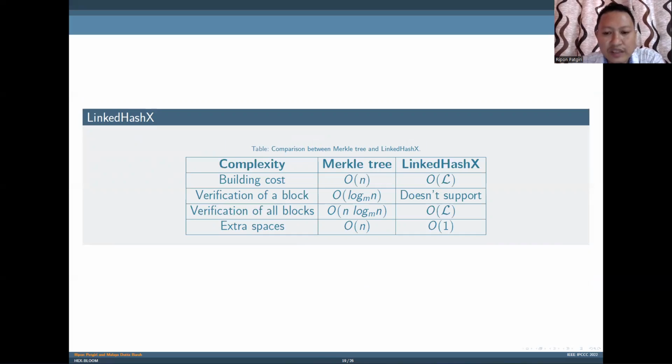So, comparison between Merkle tree and linked HashX. Merkle tree building cost is big O n, whereas linked HashX cost is big O L. Verification of a block is big O log n, whereas linked HashX doesn't support verification of a block or partial verification of a block. Verification of all blocks in Merkle tree takes big O n log n, whereas linked HashX takes big O L. Extra space complexity of Merkle tree is big O n, whereas linked HashX takes big O 1.